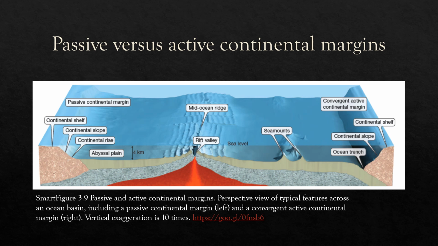Now moving to the left side where we have the passive continental margin, there is no subduction going on, so there is a direct continental shelf and then slope, rise, and then you have directly the abyssal plain. So there is no trench in between. So this is the basic difference between a passive and an active continental margin.